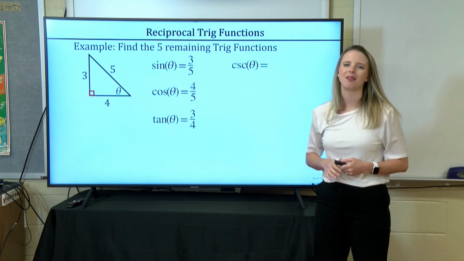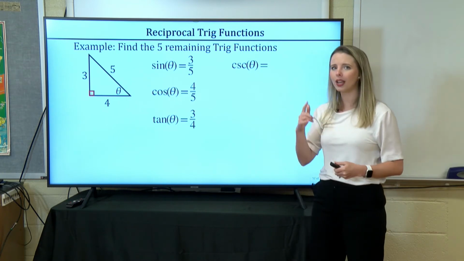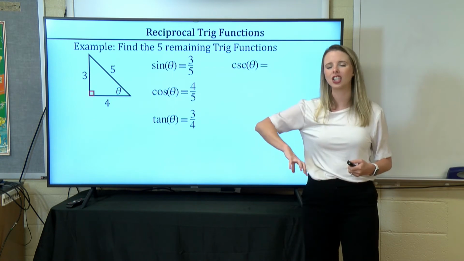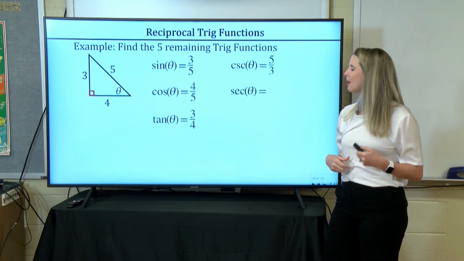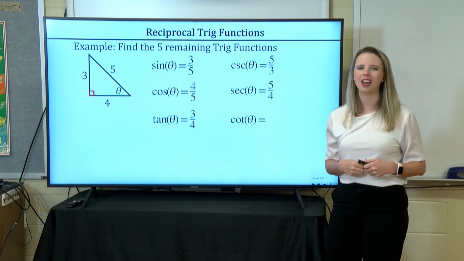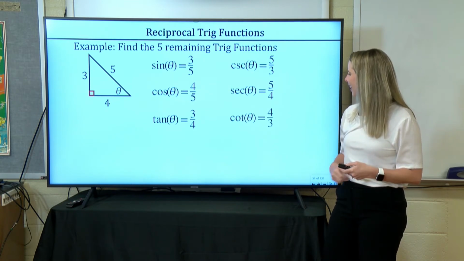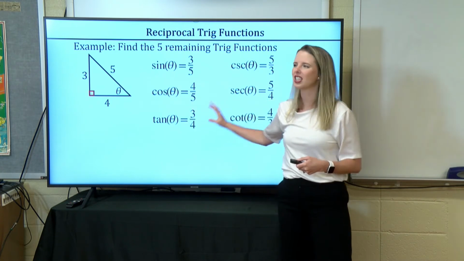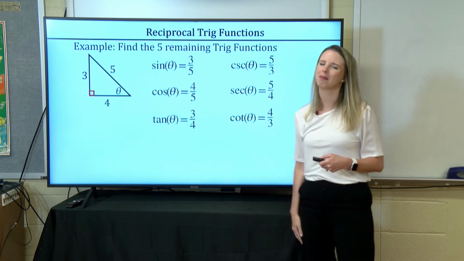What about cosecant? You could say it was hypotenuse over opposite, or we could use the idea that it's a reciprocal function. We could look at 3/5 and we could turn that into 5/3. You're exactly right. What about secant? 5/4. And what about cotangent? 4/3. Knowing that these are reciprocal functions, we can use our first 3 functions to determine these 3 functions. Or you could have used a triangle the entire time.